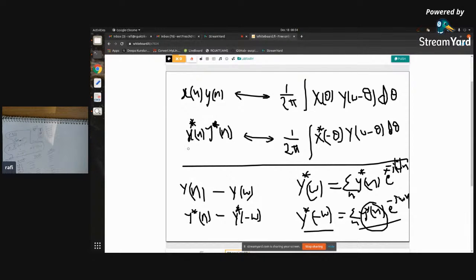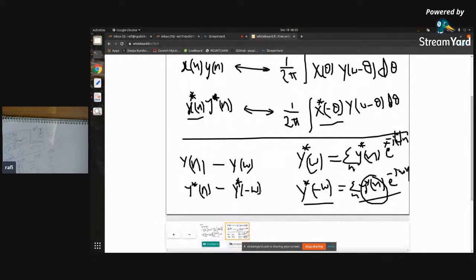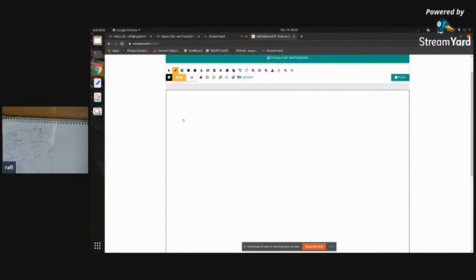So this is the modulation property. When one signal is complex or one signal is taken conjugate, what happens in the convolution? The corresponding signal x star of minus theta we will take. Okay. So then we'll proceed further.